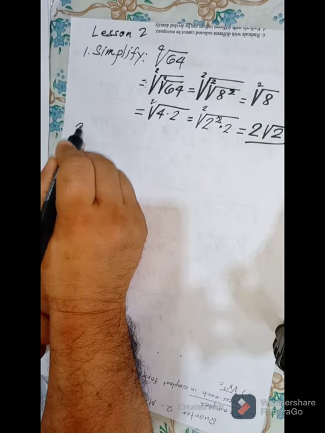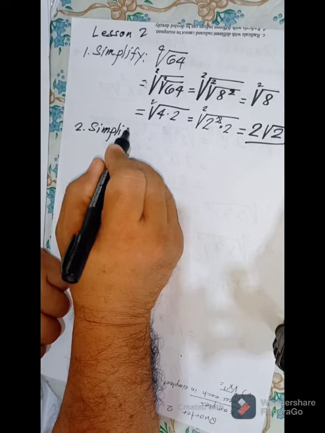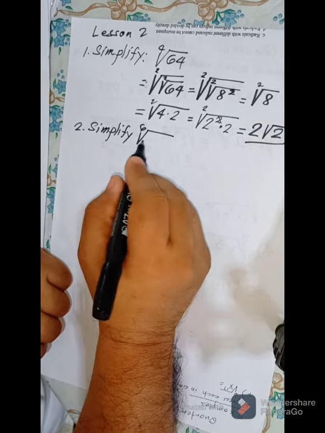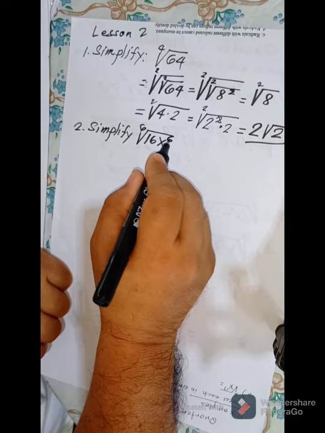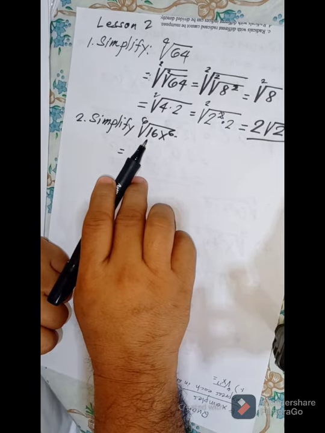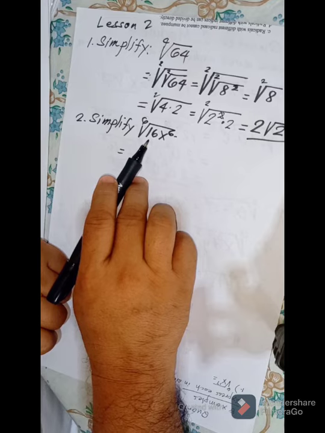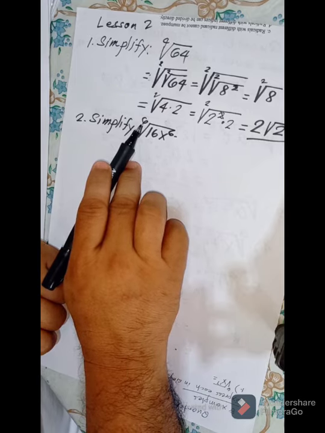So number 2, simplify the sixth root of 16x to the power 6. So we have 16, as we know, is a perfect square. Since it is a perfect square, we can factor 6 into 3 times 2.